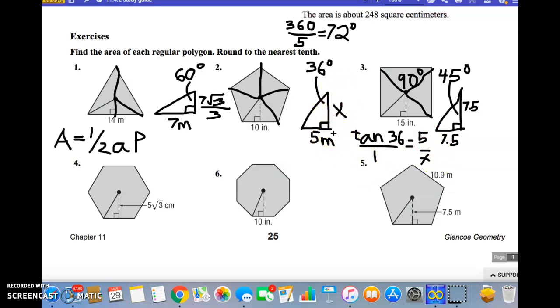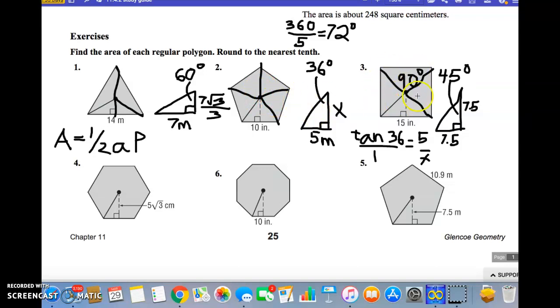But once you have the apothem, that's the a, lowercase a. You've got the perimeter of 50. Plug it into your formula and you can find the area. So that's a trig-based regular polygon.